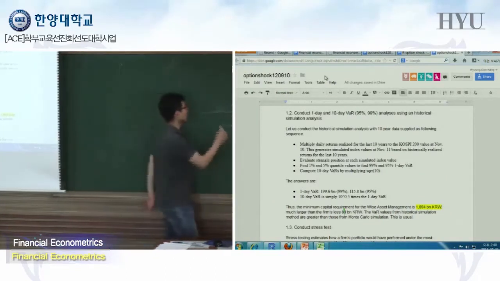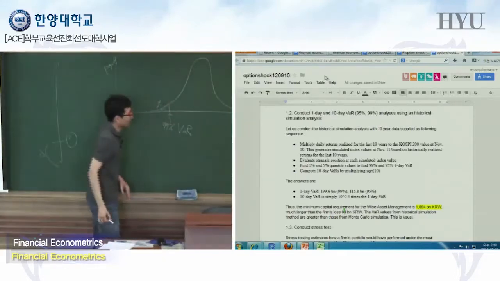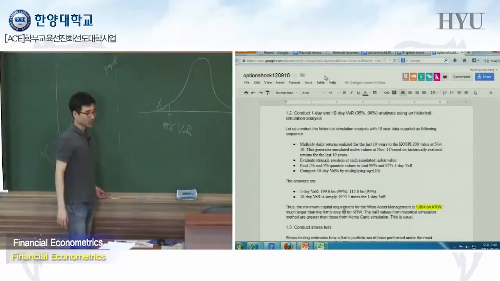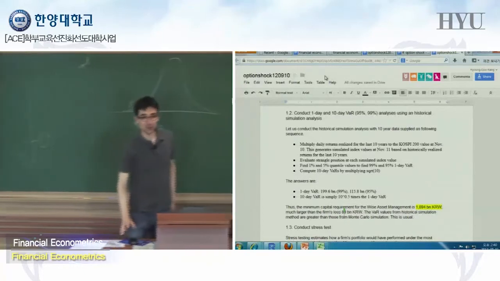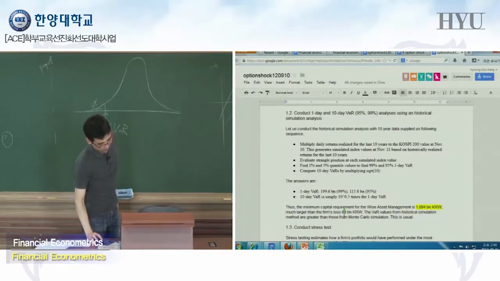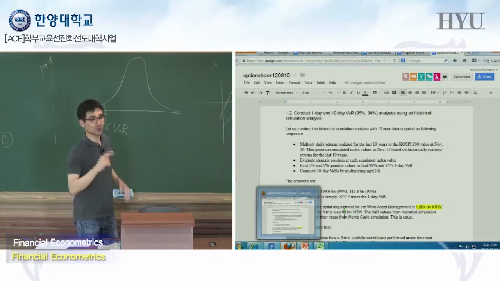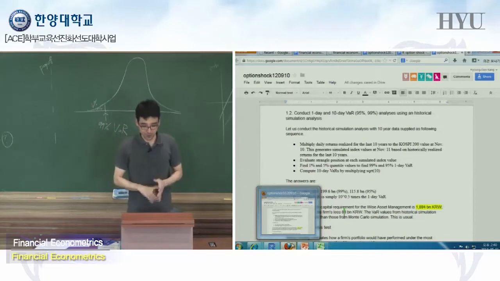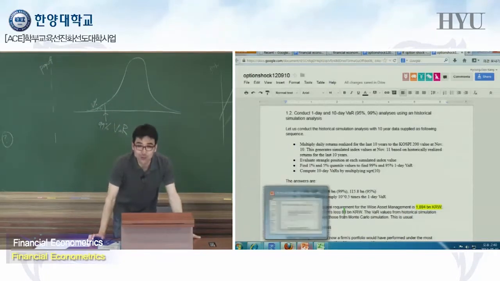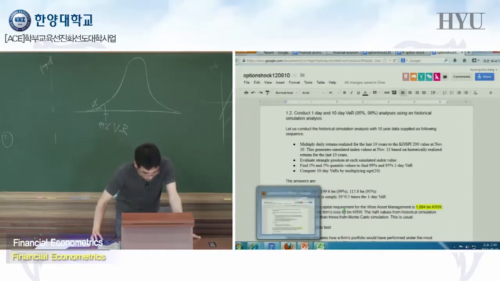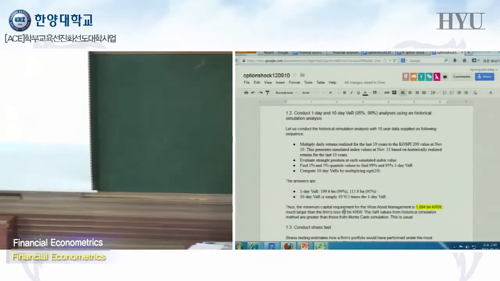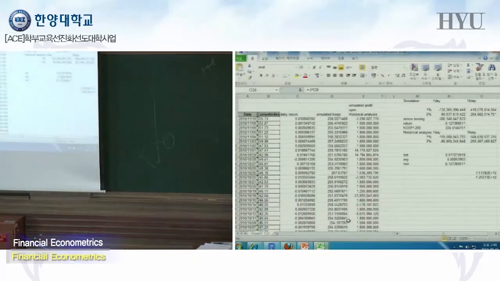And we actually simulated this, the return structure is slightly different, but we simulated these possible KOSPI 100 values using possible historical returns. Okay? So that is one strategy. And the second strategy is called Monte Carlo simulation. Okay? Let's go to our Excel file again.